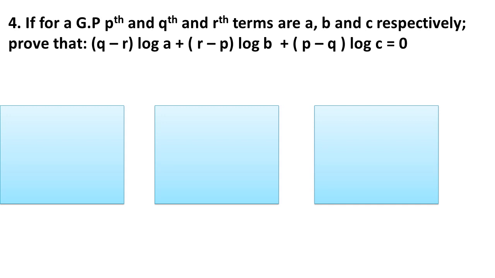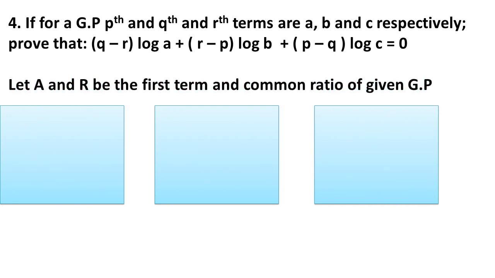So let us list out the results by using the formula Tn is equal to ar to the power n minus 1. That is the formula we need to use for the nth term. Let us consider the capital A as the first term and capital R as the common ratio. Hence, the pth term will be equal to A, that is A into r to the power p minus 1. Substitute capital A as the first term, capital R as the common ratio, n as p.